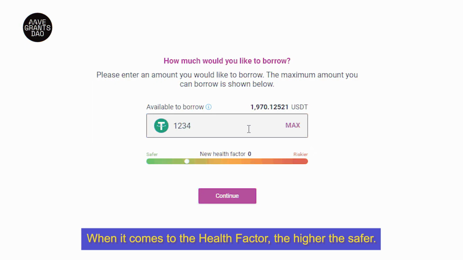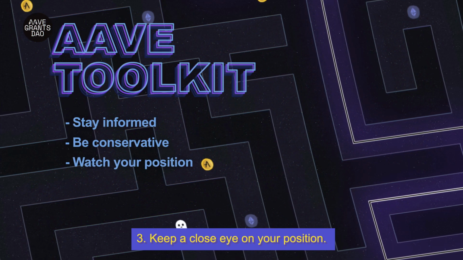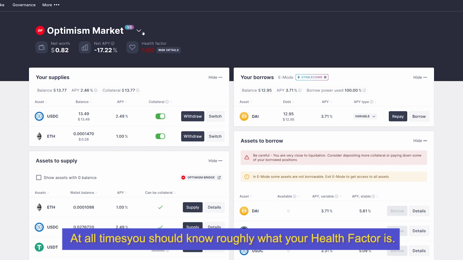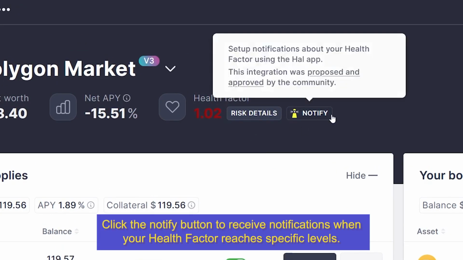When it comes to the health factor, the higher the safer. 3. Keep a close eye on your position. At all times, you should know roughly what your health factor is. Click the notify button to receive notifications when your health factor reaches specific levels.